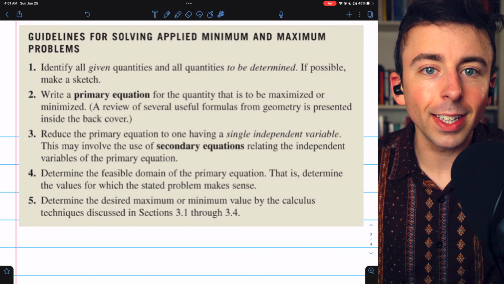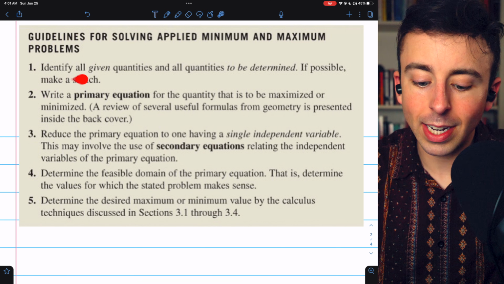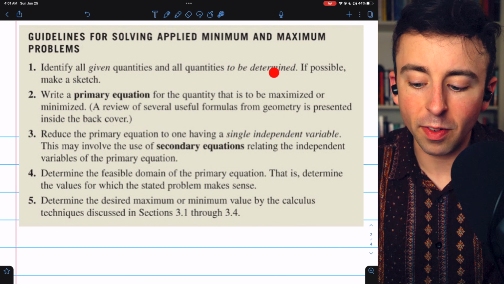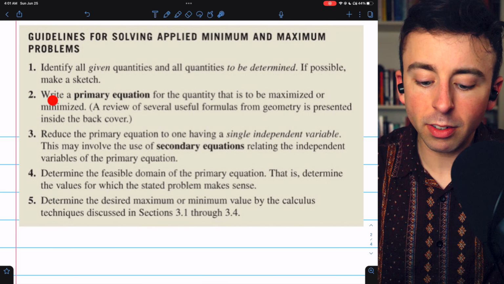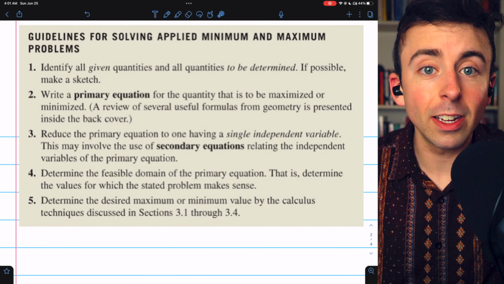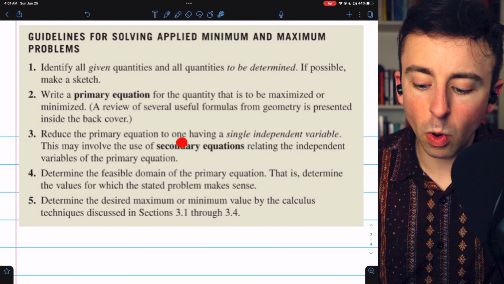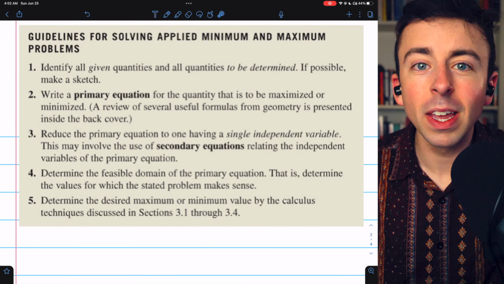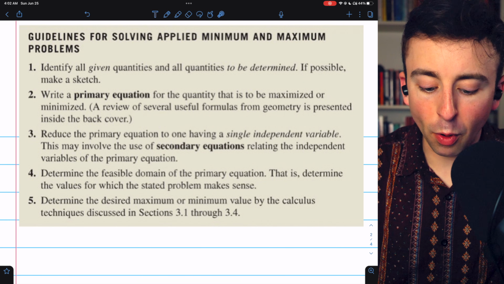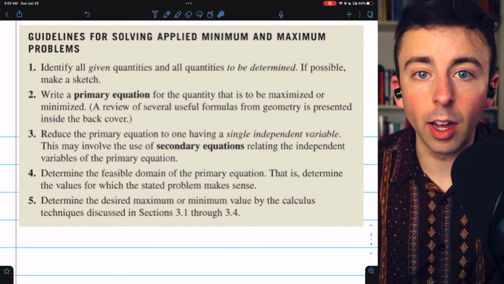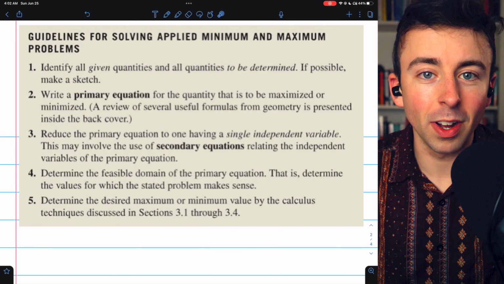And that's how you use calculus to solve optimization problems. Again, here are the steps. The first step is to identify the given quantities and the quantities you want to find out. Make a sketch if you can and write those secondary equations. Step 2 is to write a primary equation for the quantity you're trying to optimize. Step 3 is to reduce that primary equation to one having a single independent variable. Usually we have to do this using the secondary equations. Step 4 is to determine the feasible domain of our primary equation, and then step 5 is to just use calculus in order to find the max or the min.